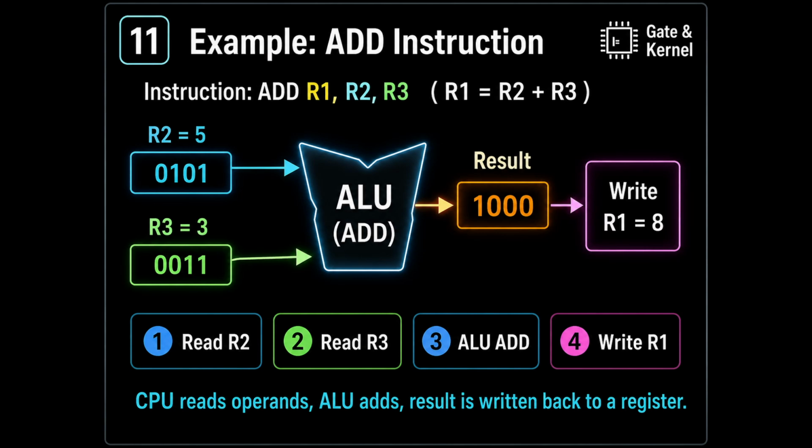So the complete flow is: read R2. Read R3. Send both values to the ALU. Select ADD. Produce the result. Write the result into R1. This is much closer to what actually happens inside a processor than simply saying, the CPU adds 2 numbers. We can now see where the numbers come from, where the operation happens, and where the result goes.